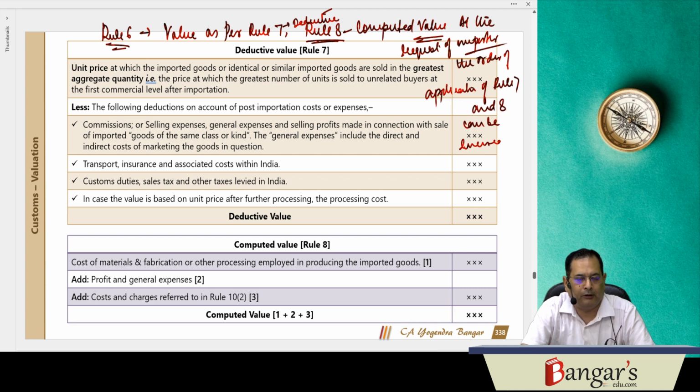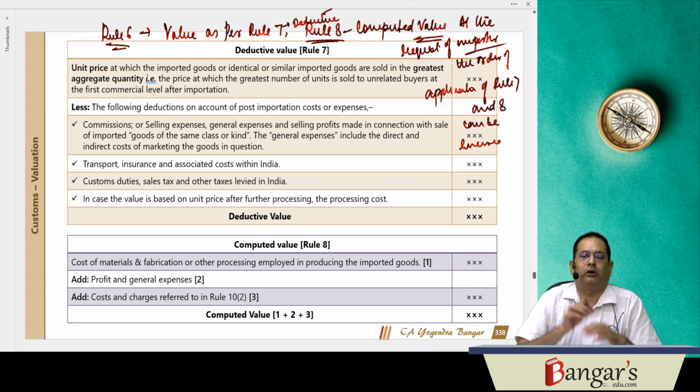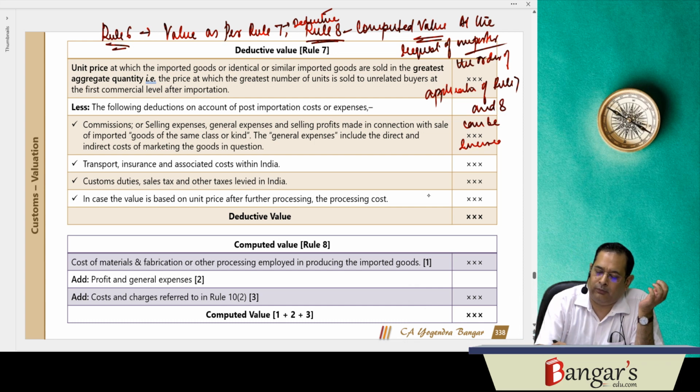So what is rule 7 basically? It is deductive value. As the name suggests, we have to make deductions.